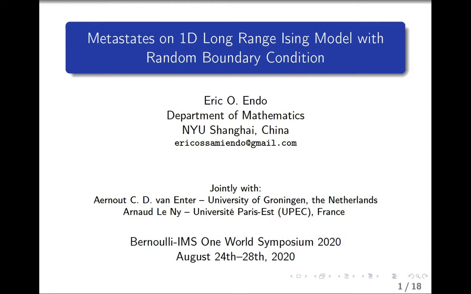Today we are going to talk about metastates on the 1D long-range Ising model with random boundary condition. We will introduce the random Gibbs measure and the metastates, giving some classical results and our result on the 1D long-range Ising model. This is joint work with Aernout van Enter and Arnaud Le Ny.